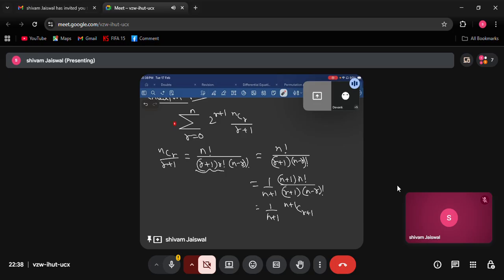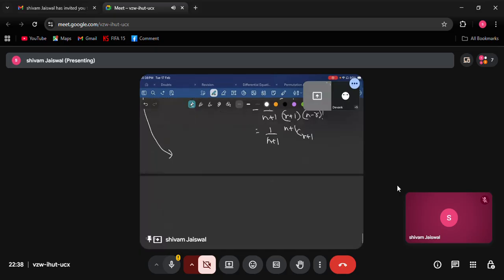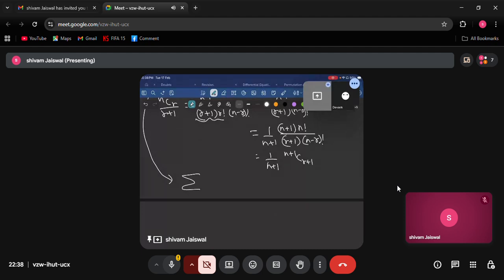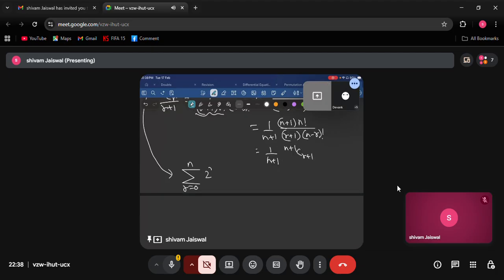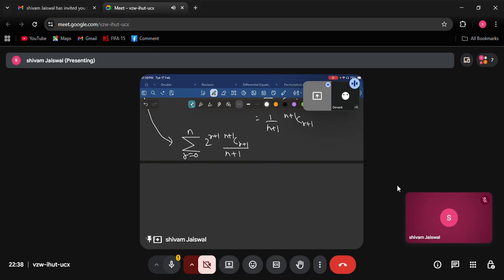So this whole summation will become summation of r equal to 0 to n, 2 to the power r plus 1 into n plus 1 Cr plus 1, divided by n plus 1. So whichever is the variable, take it outside. Taking 1 by n plus 1 outside, within brackets, you are going to get summation of r equal to 0 to n, 2 to the power r plus 1 into n plus 1 Cr plus 1.